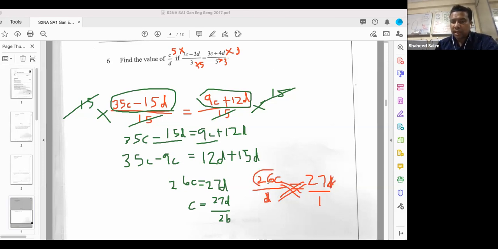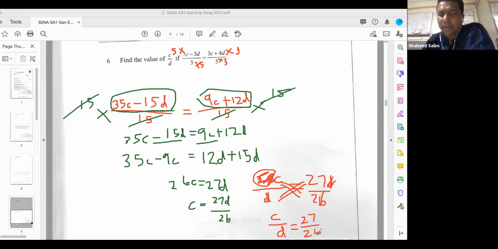Then 26, I bring over that side. I got no more 26. Now I got C over D equals to 27 over 26. This is your answer. So you're confused. Some of you may be confused. I don't get it. Okay, we show you another method.